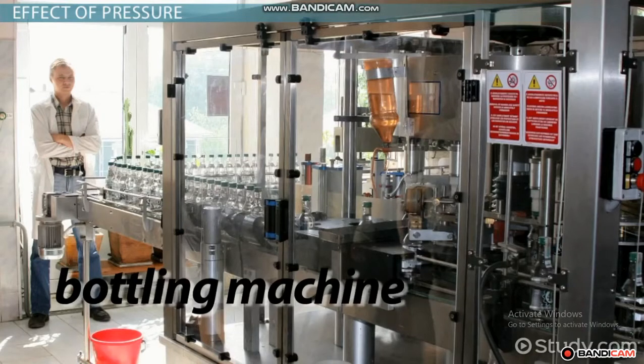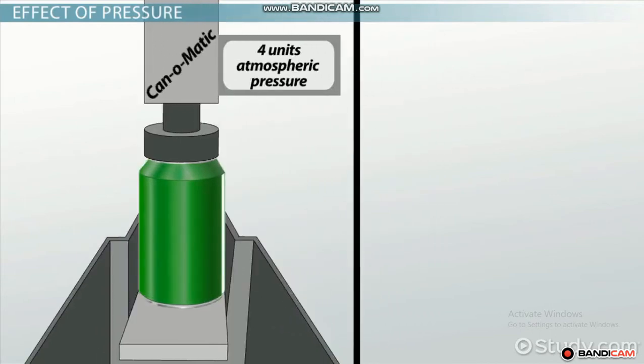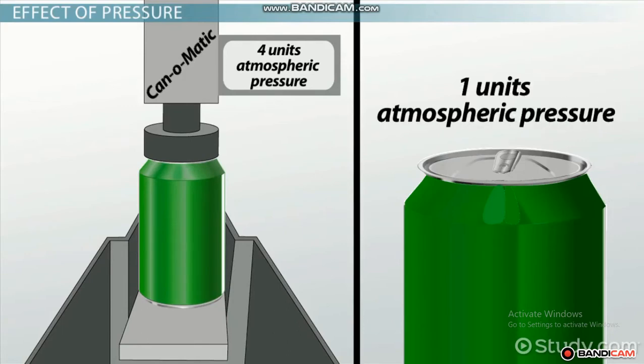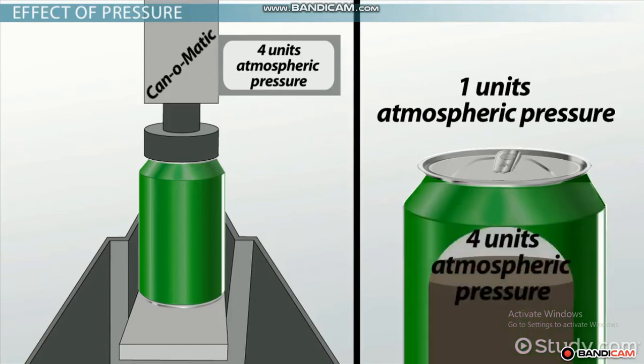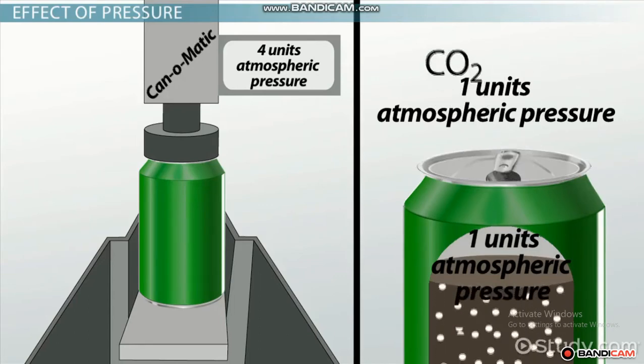This property is used in the soda-making industry. Sodas are bottled and canned under very high pressure of carbon dioxide, often as high as 4 units of atmospheric pressure, or atmospheres. Once the can or the bottle is open, the pressure above the can opening is just normal atmospheric pressure, which is 1 atmosphere, 4 times lower than what is in the can. This then lowers the pressure inside the soda can. The carbon dioxide rapidly bubbles out of the soda solution.